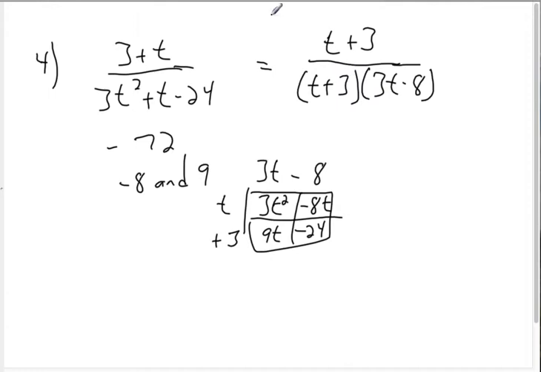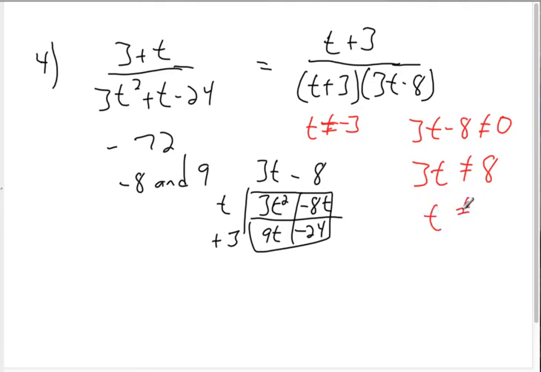Restrictions. So from here, t is not allowed to be negative 3. And then from here, we have to do a little more solving. So 3t minus 8 is not allowed to be 0. Therefore, 3t cannot be 8, and t cannot be 8/3.